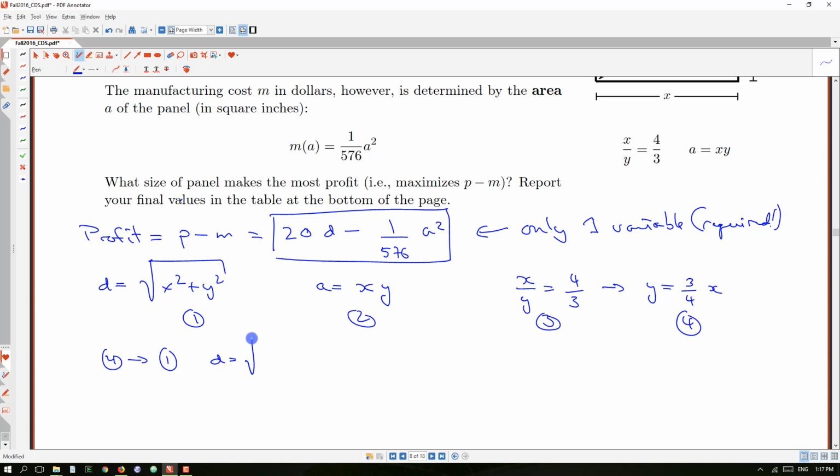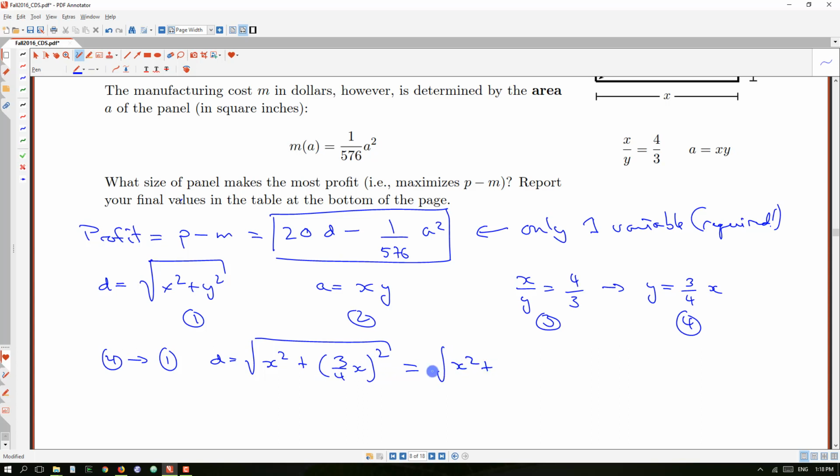Well, our d will be equal to the square root of x squared, leave that where it is, plus y squared, but y is 3/4 of x. So we'll have 3/4 of x all squared. That we can leave as is, but anytime we're going to be taking a derivative, if we can simplify things, it's really to our advantage. This is correct, but not simple enough to be easily worked with. So let's try to tidy that up.